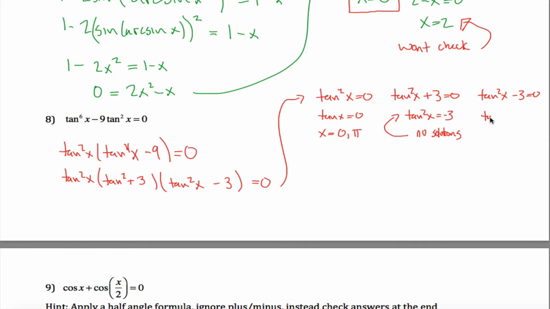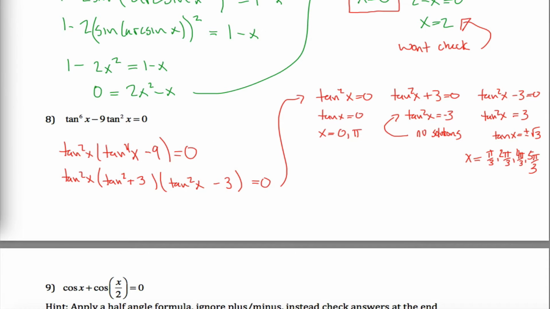But this guy, I got tangent squared x, if I add 3 to both sides, equals 3. And so tangent of x equals plus or minus the square root of 3. That's going to lead to all sorts of solutions, because the tangent of x is equal to the square root of 3 at pi over 3. And it's also equal to the square root of 3 at 4 pi over 3. But it's equal to the negative of the square root of 3 at 2 pi over 3. And also at 5 pi over 3. So I get all these guys as my answers.